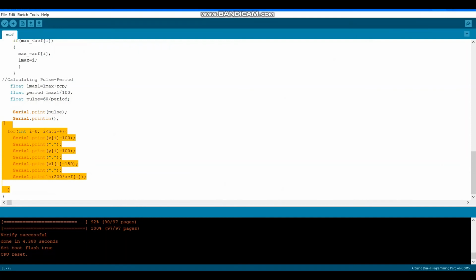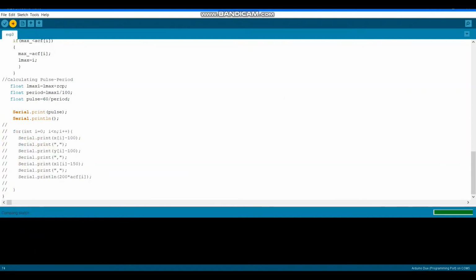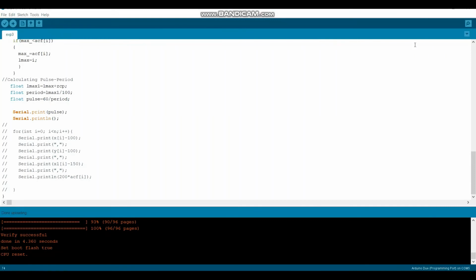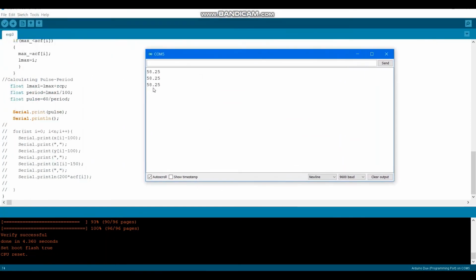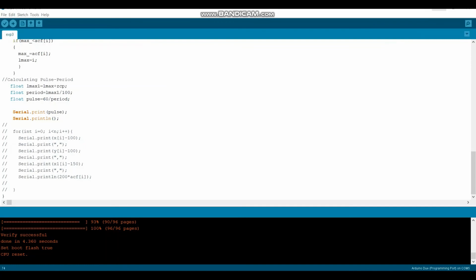In order to find the pulse rate, let us just comment this code and run the code again. Let us check on the serial monitor what the pulse rate is. Here we can see that it is coming out to be 58.25. Generally, it has to be in the range of 50 to 80. So we are getting about 58.25.